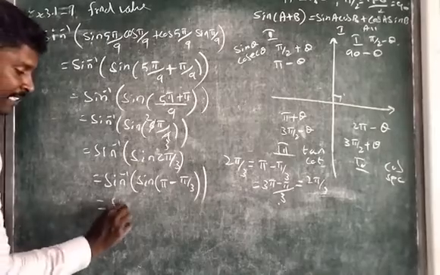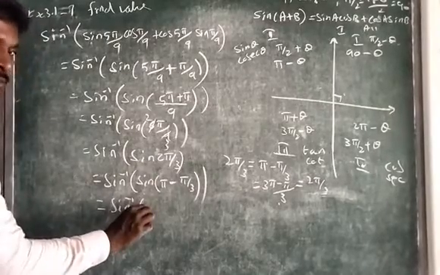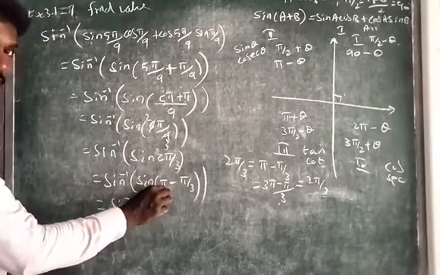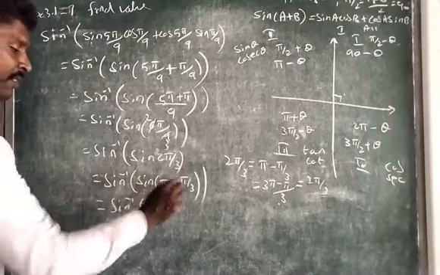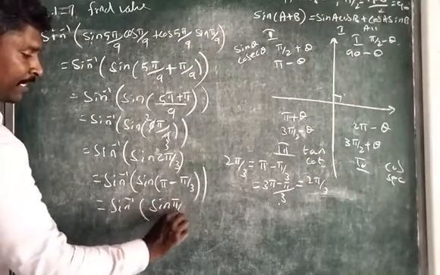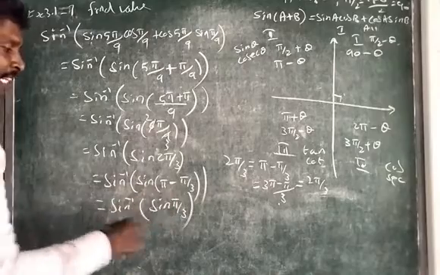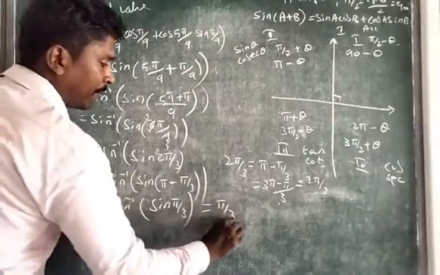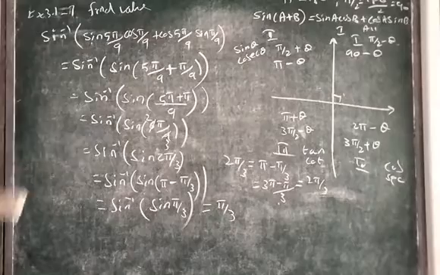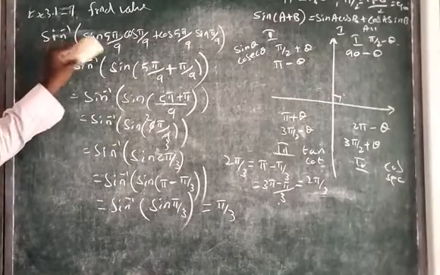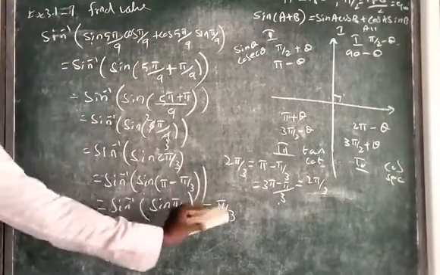So theta lies in the second quadrant, where sine is positive. Here only pi, 180 degrees, is there, so no need to change the ratio. With the same angle it becomes sine of pi by 3. Now sine inverse and sine cancel, and the final answer becomes pi by 3. So the value of sine inverse of sine for the entire given question is pi by 3.